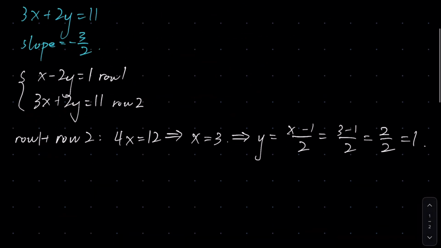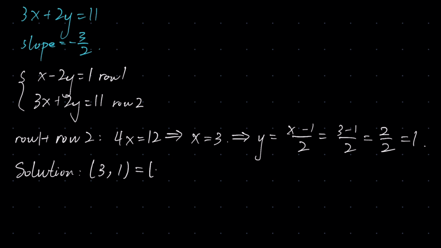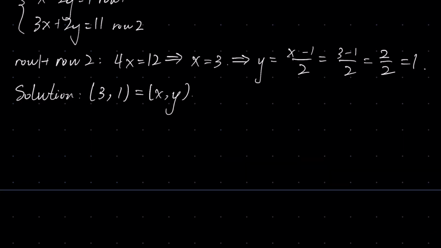So let's write this out. The solution is (3, 1), which is (x, y). So from the row picture, we see that the row picture reveals two lines meeting at a single point.